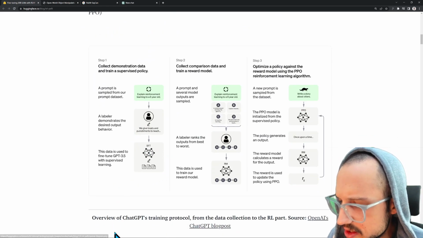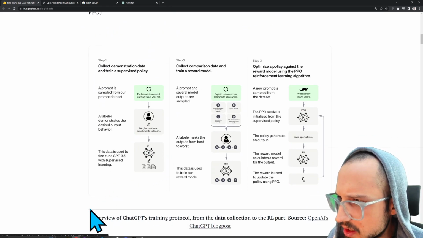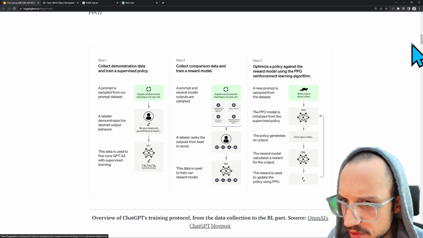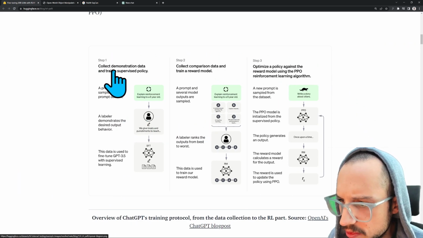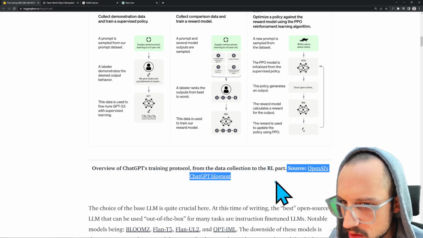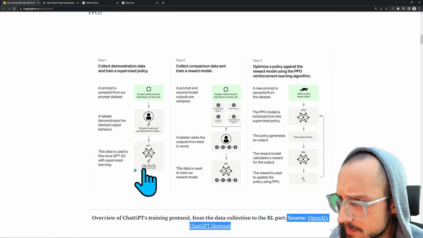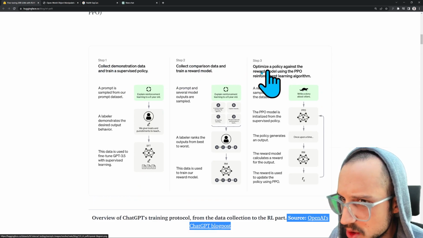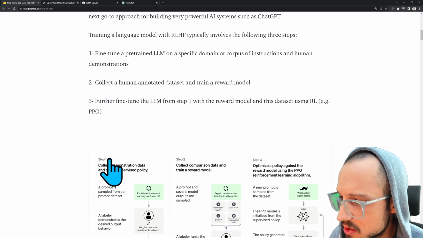All right, we got a nice little reinforcement learning fine-tuning figure here. This looks like it's coming out of official OpenAI stuff. Yeah, and it does seem to come out of the official OpenAI ChatGPT blog post. So we have step 1, step 2, and step 3, which are probably these 3 steps here.